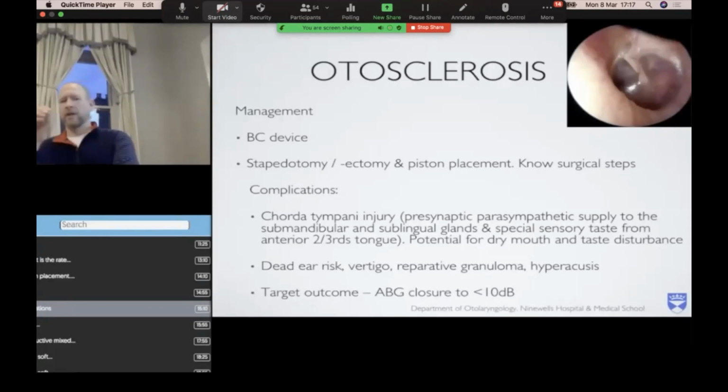You should know that your target outcome is going to be air-bone gap closure to less than 10 decibels, and you want to be achieving that in 90% or greater. That's going to be your target. It's obviously not always going to be achieved, but that's what you're going to be wanting to consent somebody for. That should be the figures.